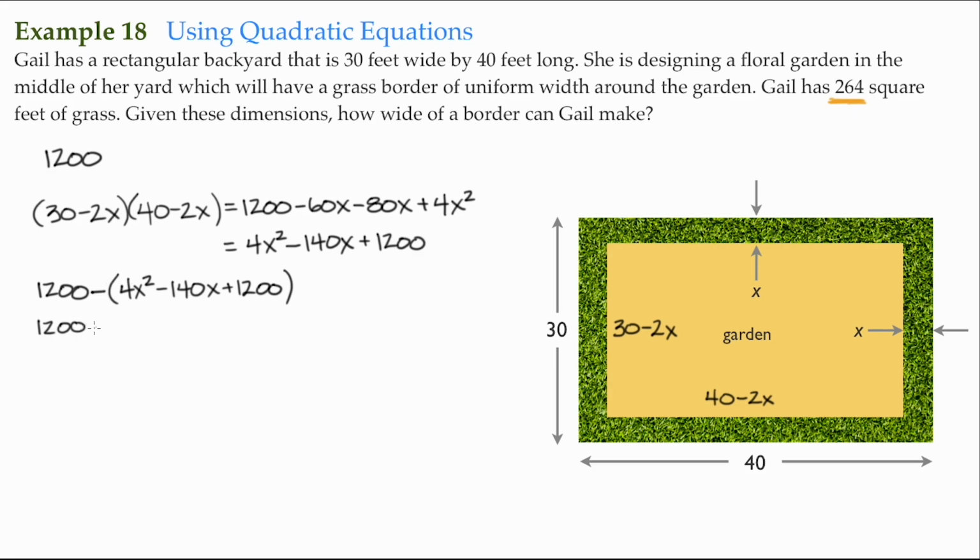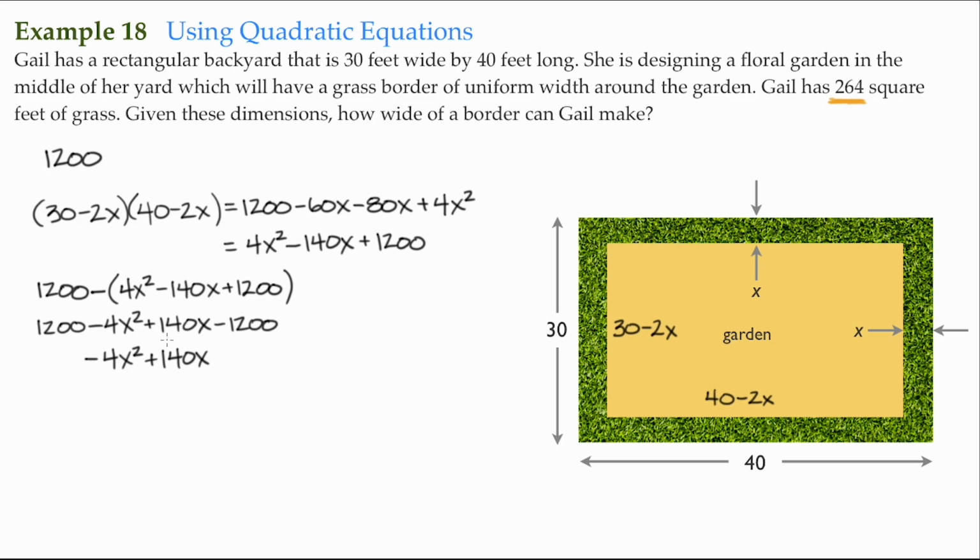We'll distribute this negative, minus 4x squared. Negative times a negative, so this becomes positive 140x minus 1200. So this winds up being negative 4x squared plus 140x, and the 1200 minus the 1200 cancel each other. So this quadratic expression here represents this border.